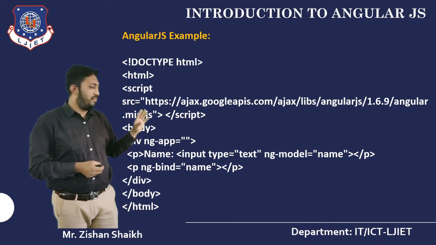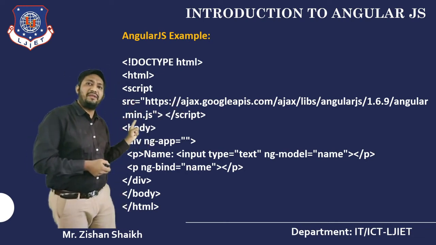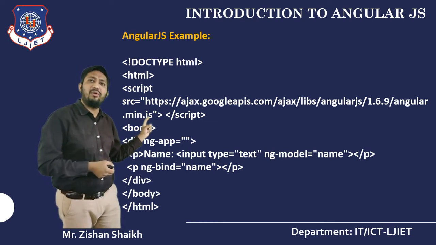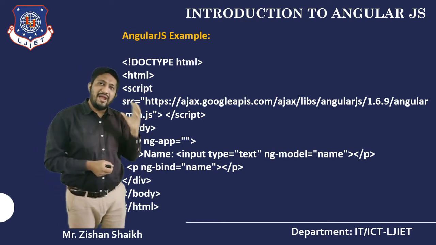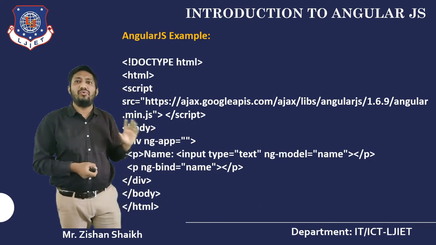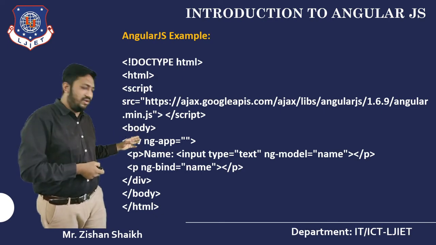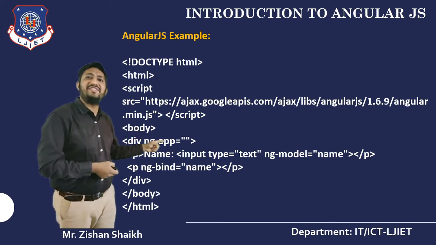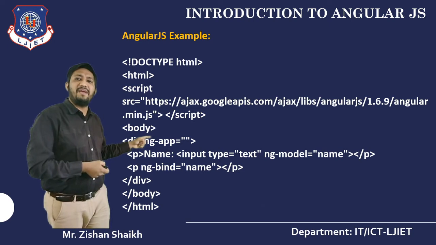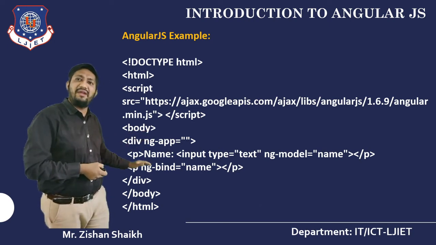So for that, the mandatory file is angular.min.js. Okay, angular.min.js is the main JS file that supports our AngularJS code. Now in that you can see one body part is there. In the div tag we are writing ng-app here. So ng-app is telling that in this div tag we are trying to write AngularJS code.